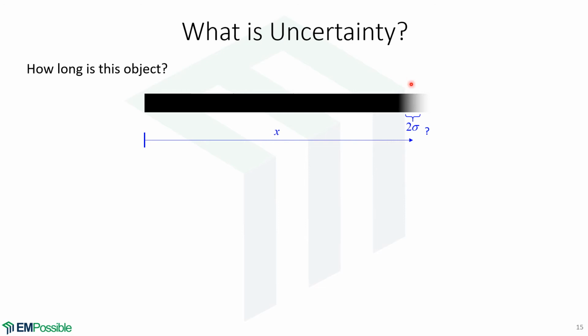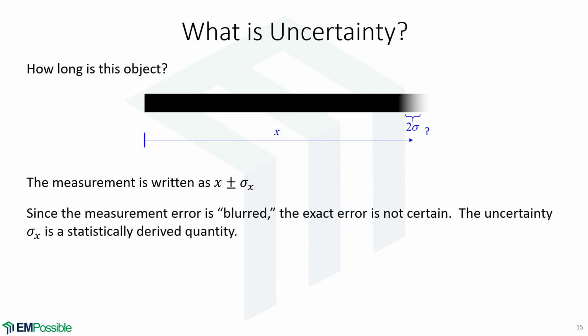We can put a best guess somewhere at the middle of this blur, but we have this blur, and the significance of this blur is the uncertainty. So we would write a measurement like this as x plus or minus some value, and this value is quantifying the extent of the blur. So this x is our best guess right in the middle of the blur, and then the sigma is quantifying the blur. And of course, we'll get into the normal distribution on the next slide. It's called our uncertainty, and it is a statistically derived quantity. We have to use statistics now because we don't have a true value to go with.